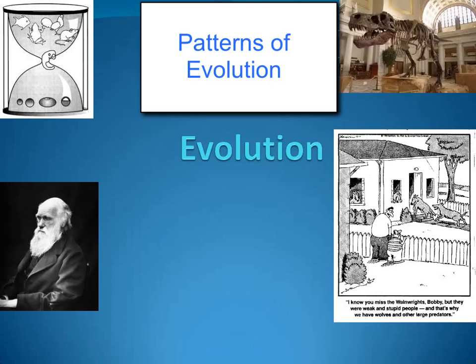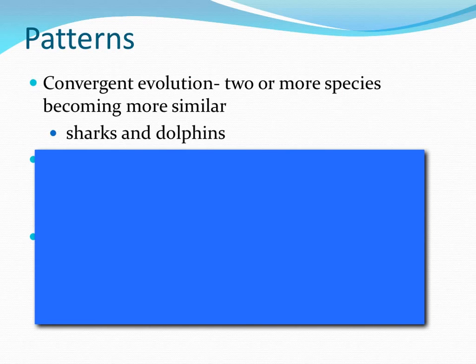Here we go with the final set of notes in our evolution unit, this one on the patterns of evolution. We'll talk about how organisms can evolve relative to each other and how new species evolve. The first pattern we're going to talk about is convergent evolution.